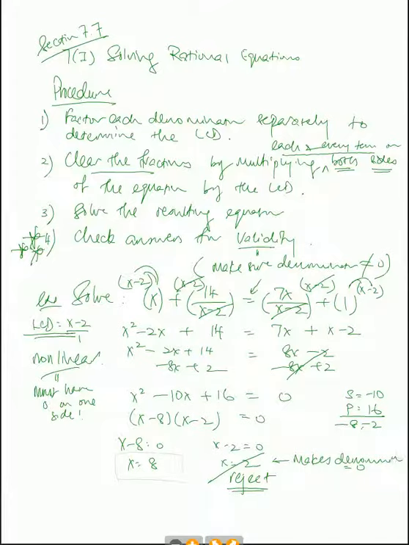So when your denominator is 0, it makes your fraction undefined, so that's why it's rejected. So the only answer in this question is x equals 8, and that's it. Okay, x equals 2 has to be rejected.